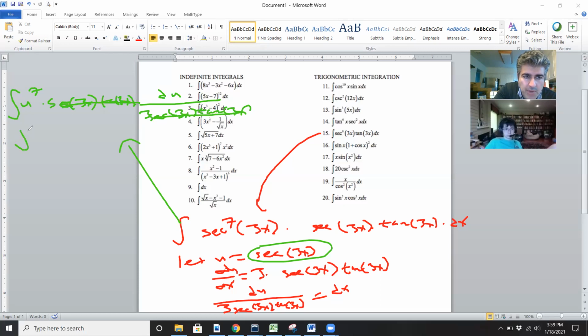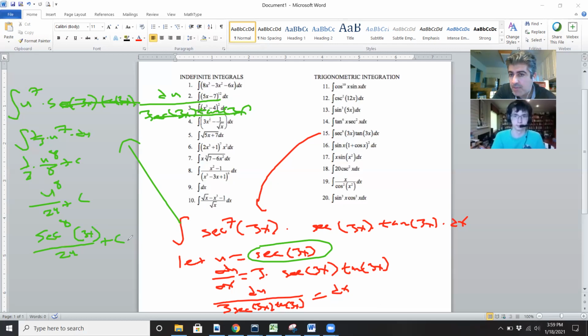So now you're just integrating 1/3 times u^7 du, or you put the 1/3 off to the left, doesn't really matter. So it's 1/3 times u^8 over 8 plus c, or it's u^8 over 24. And then of course u is secant 3x, so it's secant to the 8th power of 3x all over 24 plus c. Easy peasy. So that's what's going on with that one. Okay.